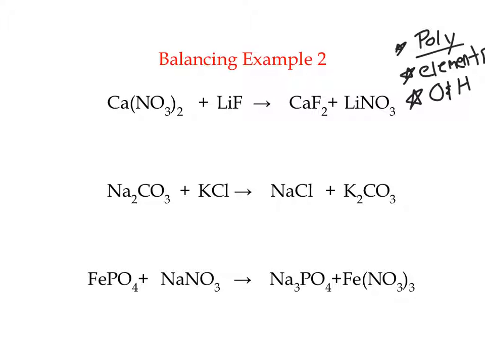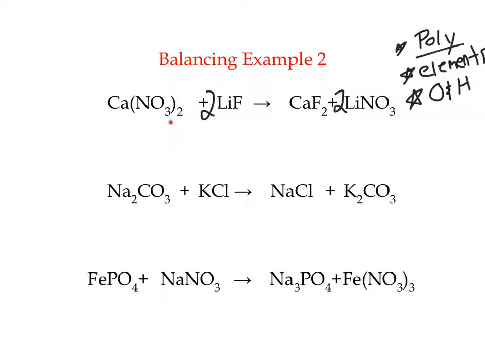Okay, so in the first one, I have 2 nitrates here and only 1 nitrate here. So I can put a 2 in front of that lithium nitrate to get my 2 nitrates. Now when I did that, I have 2 lithiums. So on the left side, I need to put a 2 for 2 lithiums, which gives me 2 fluorines, but I have 2 on this side, and then I have 1 calcium and 1 calcium. That went a lot quicker when I can take care of the NO3s as one big giant unit.